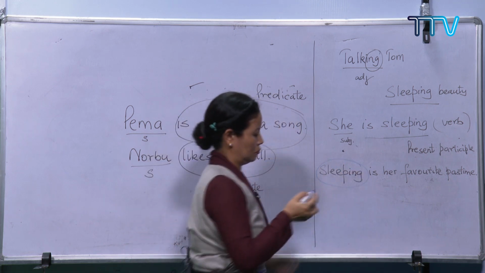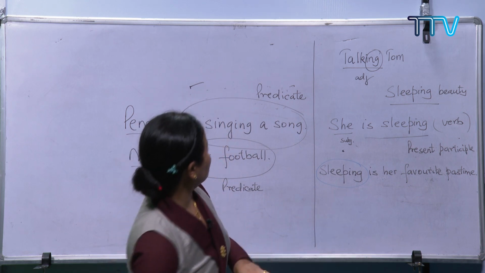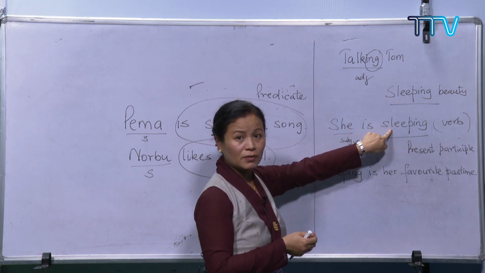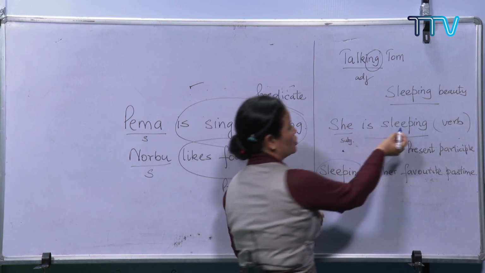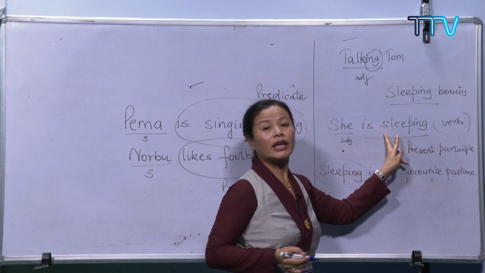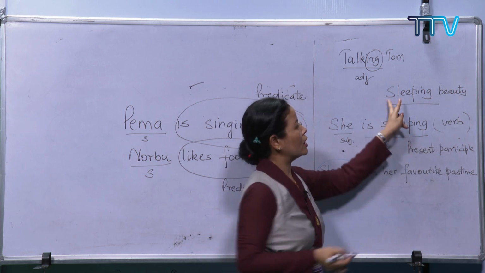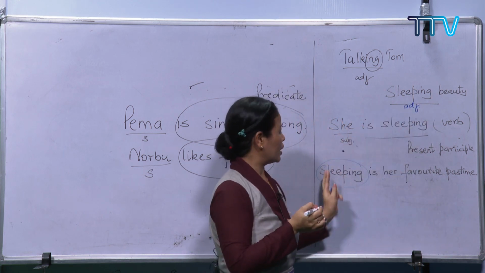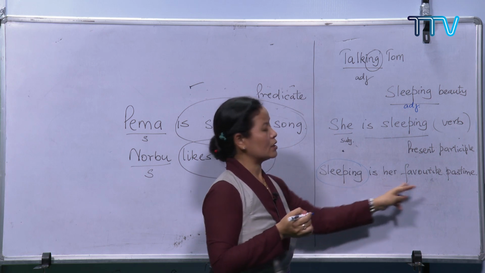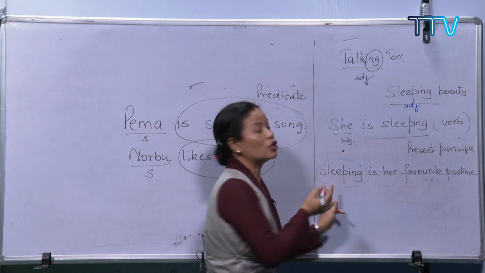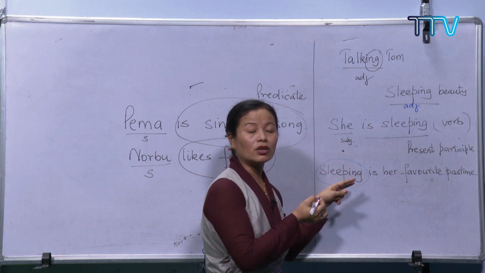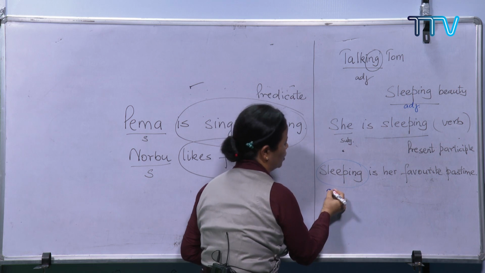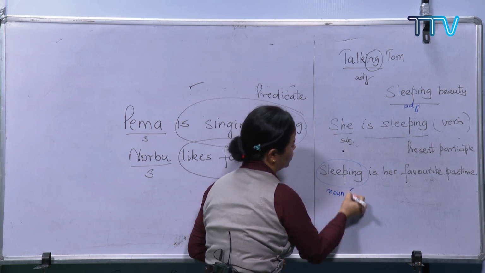Here, this word sleeping. You can see sleeping here, you can see sleeping here as well, and you can see sleeping here. So here sleeping is functioning like a verb. It's a participle here. Here sleeping is functioning like an adjective, again a participle. Sleeping is her favorite pastime. Here this word sleeping is not functioning as a verb or adjective. Here it's functioning like a noun, which is a gerund here.